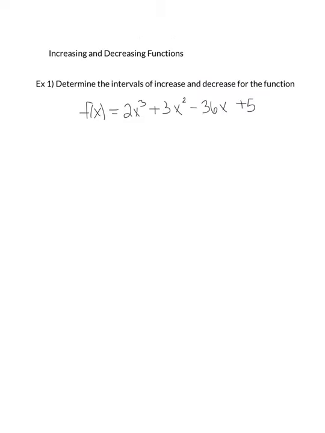All right, so in this first example, we are going to be determining the intervals of increase and decrease for the following function. f of x equals 2x cubed plus 3x squared minus 36x plus 5. So the first thing that we're going to be doing is finding the derivative of this function. So 6x squared plus 6x minus 36. I'm going to set that equal to 0. And then we're going to factor.